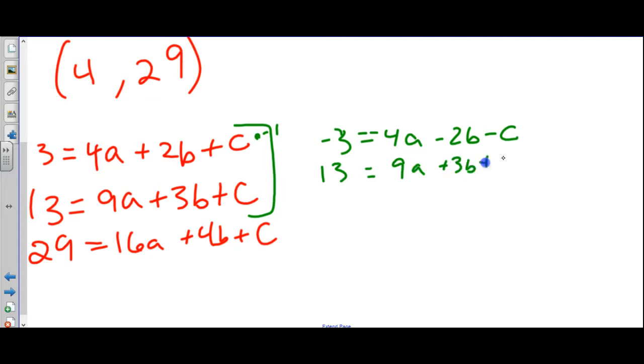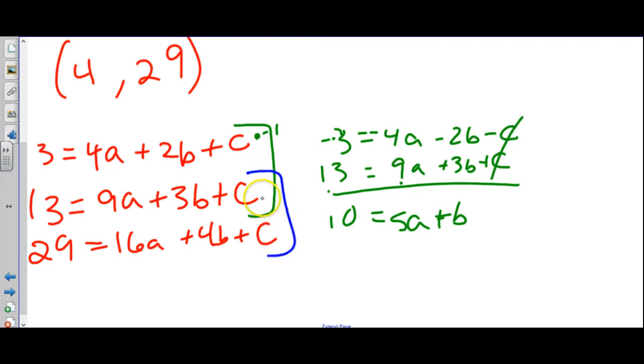I'm going to add these 2 equations together now. Negative 3 plus 13 is 10. Negative 4 plus 9a is 5a. Negative 2 plus 3b is 1b. So b. Negative c plus c cancel each other out. So now we're going to do the same thing with the last two equations. I'm going to multiply the first equation by negative 1, and then combine the two equations together.